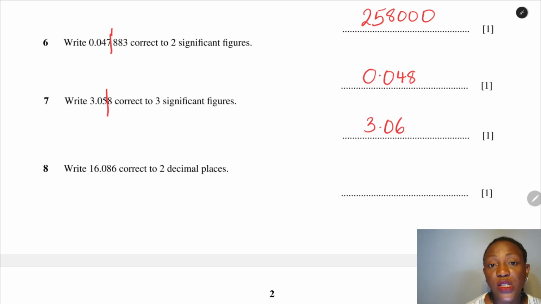All right. Now for question number 8, we have 16.086 correct to two decimal places. Two decimal places will be two digits after the decimal point. So the first digit after the decimal point is 0. The second one is 8. So we draw a line here and we need to round up here. So this is going to be 16.09.